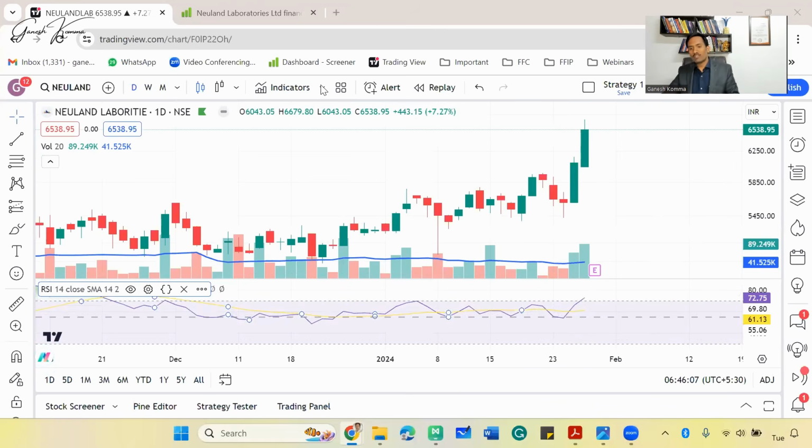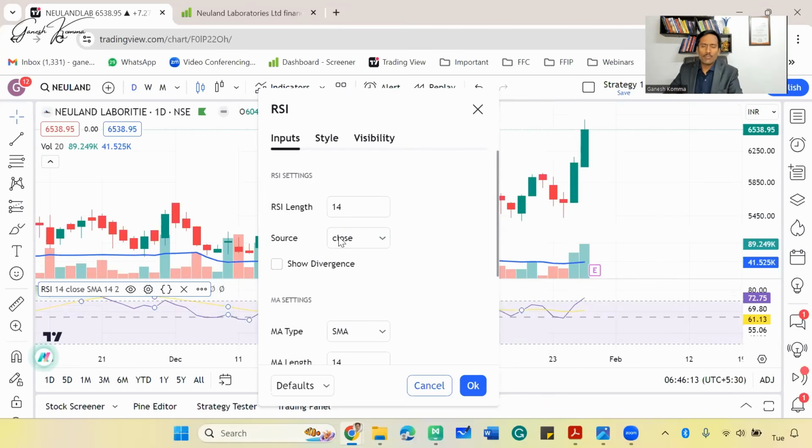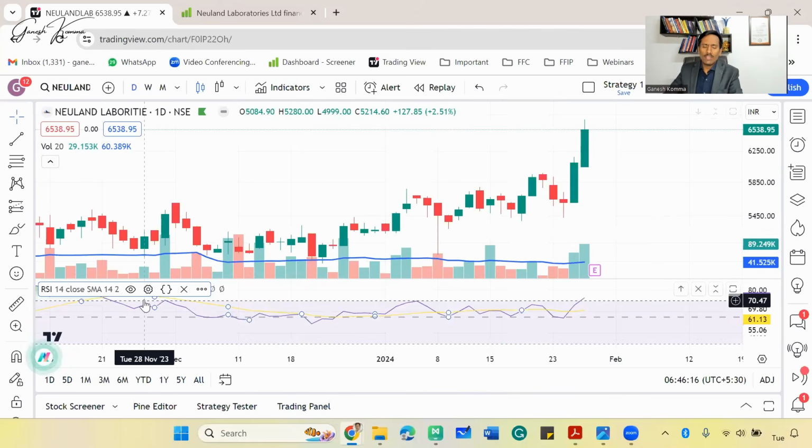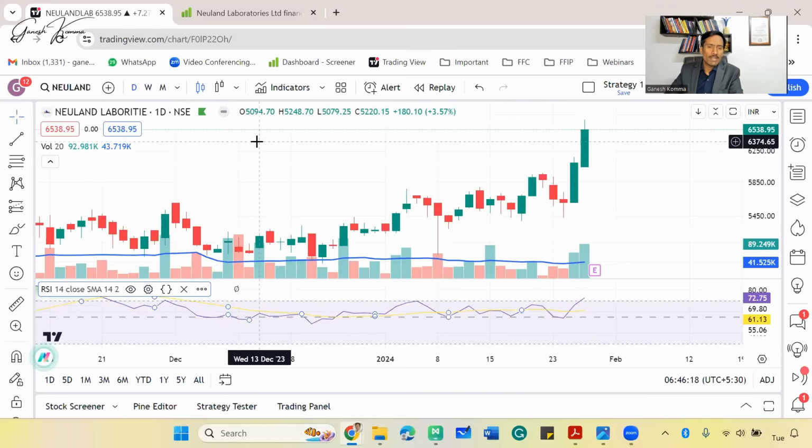And some members would be asking, sir, the period is mentioned as 14, should we vary it? Normally, we need not touch the period, we can just leave it at default.